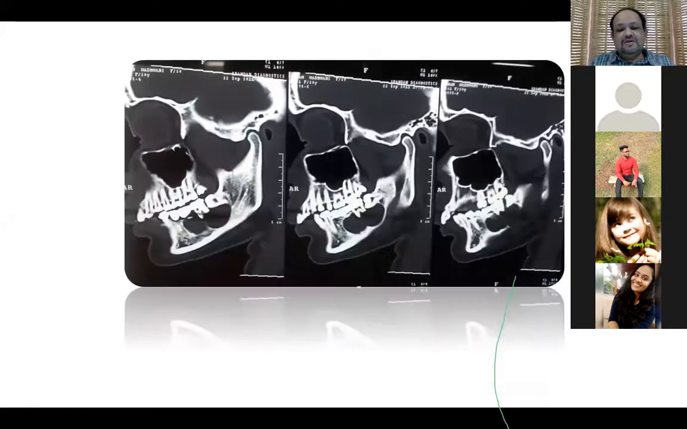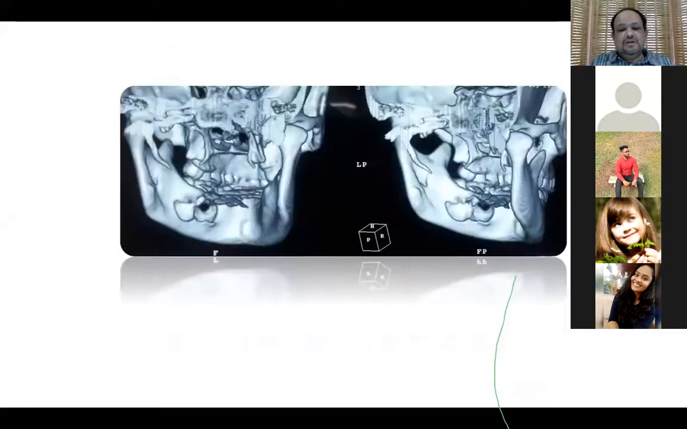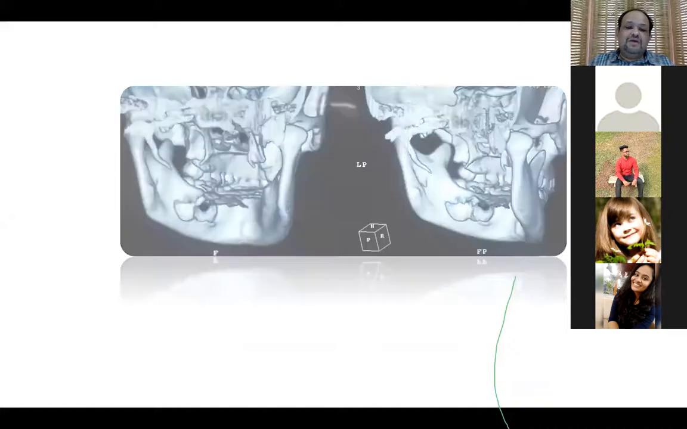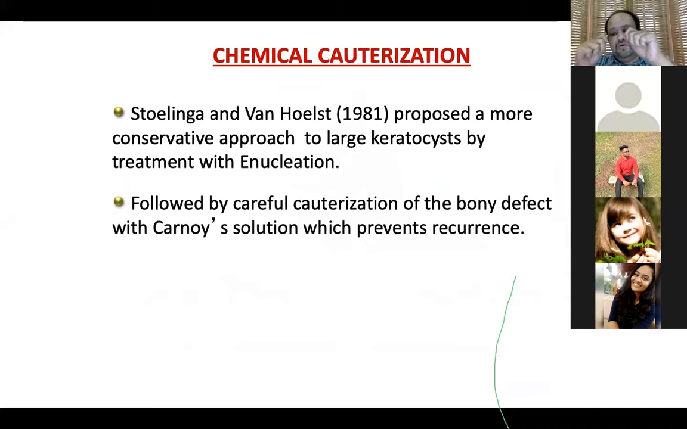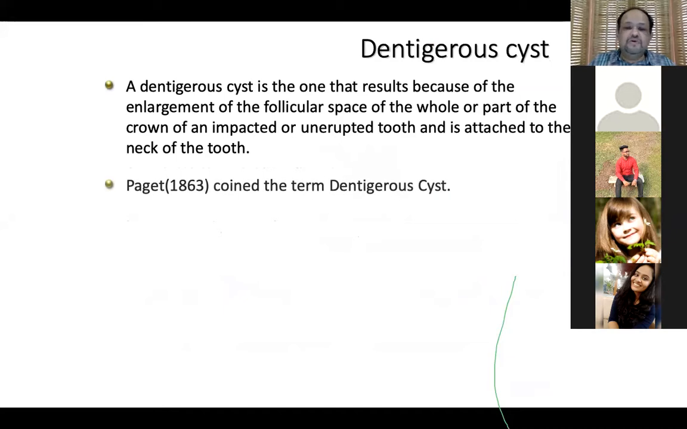Now, basically, when you're dealing with an OKC, you have to be slightly aggressive, and you have to do an enucleation in such cases. When you aspirate an OKC, you will get cheesy material, which is pathognomonic of an OKC. You can do chemical cauterization with Carnoy solution.